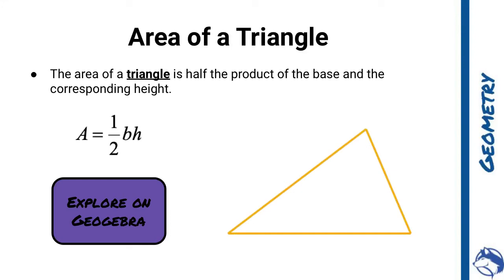So now we're talking about the area of a triangle, and a lot of us know that the area of a triangle is 1/2 base times height. Some of us might write this as base times height over 2. Those are both equivalent when we look at it.